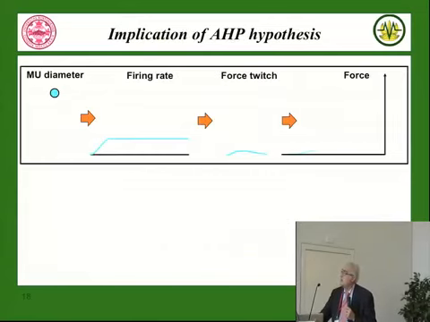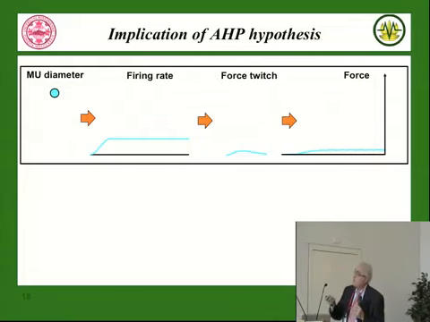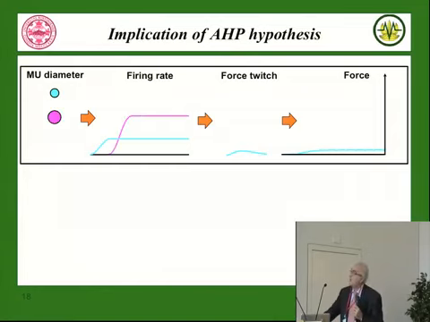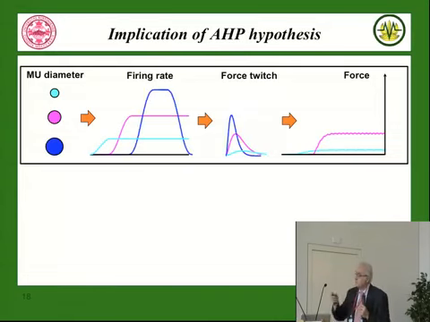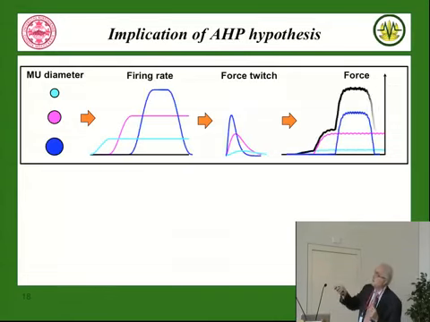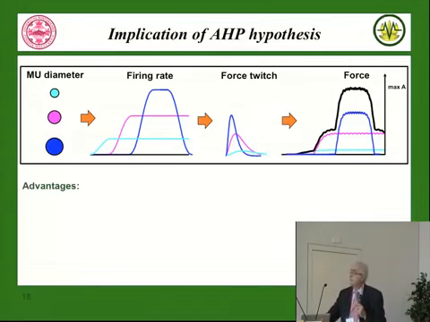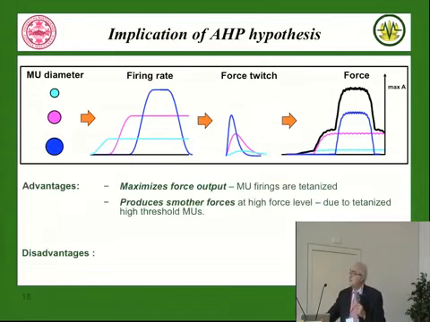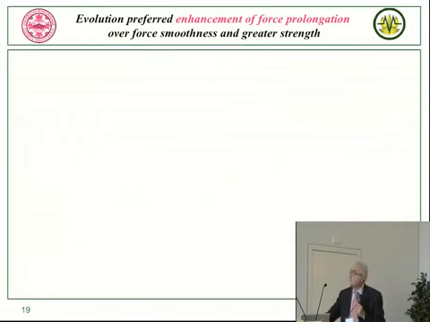This is the way it was taught to all of us before. That is, the lower threshold motor units had lower firing rates, and they produce lower forces. The middle ones produce middle forces. And the high threshold ones produce higher forces. The problem with this approach is that it goes on for a while and then fatigues. And I've already mentioned the disadvantages of this approach.